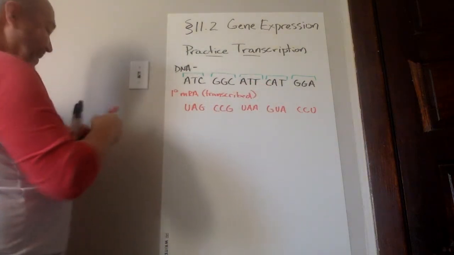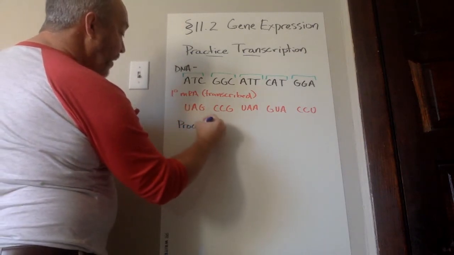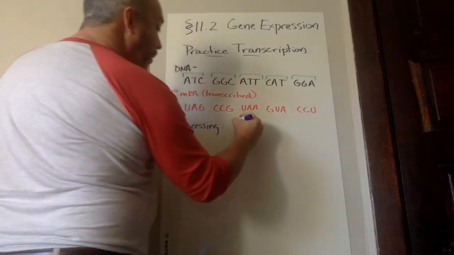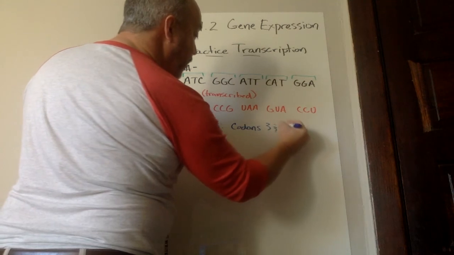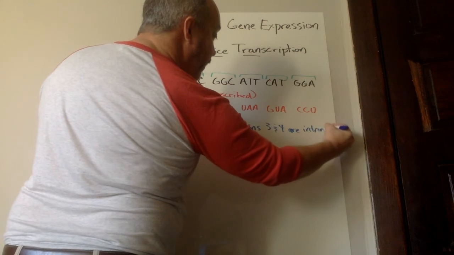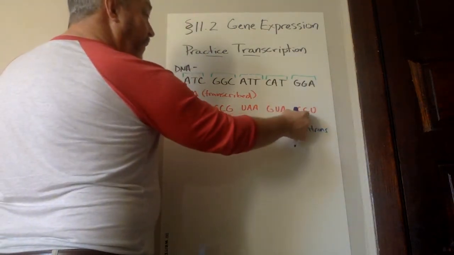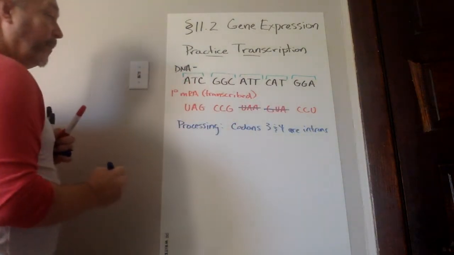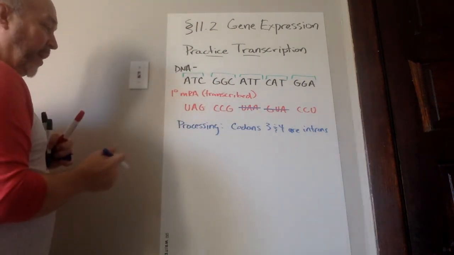So now let's process this. So during the processing, I will tell you what the introns are. So codon 3 and 4 are introns. So 1, 2, 3, 4, 5, that means introns get taken out. Everything else just gets put back together. We're just going to squeeze it like an accordion.